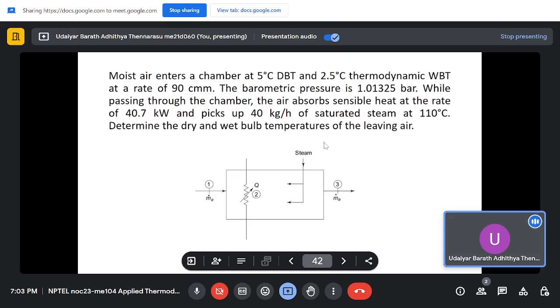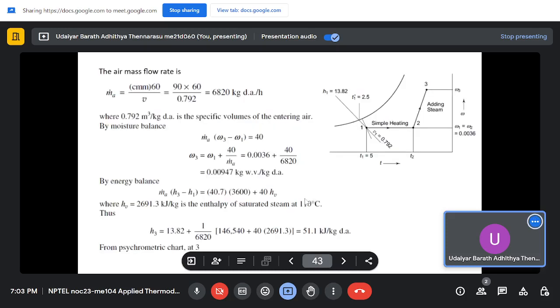So this is the process. Air is entering at 5 degrees Celsius dry bulb temperature and 2.5 degrees Celsius wet bulb temperature. The pressure is at 1 bar. While passing, what will happen is you are initially heating the air, so there is sensible heating. After that you are injecting steam, so it will pick up some water vapor and it's coming out. So we have to find out the dry and wet bulb temperature of the leaving air.